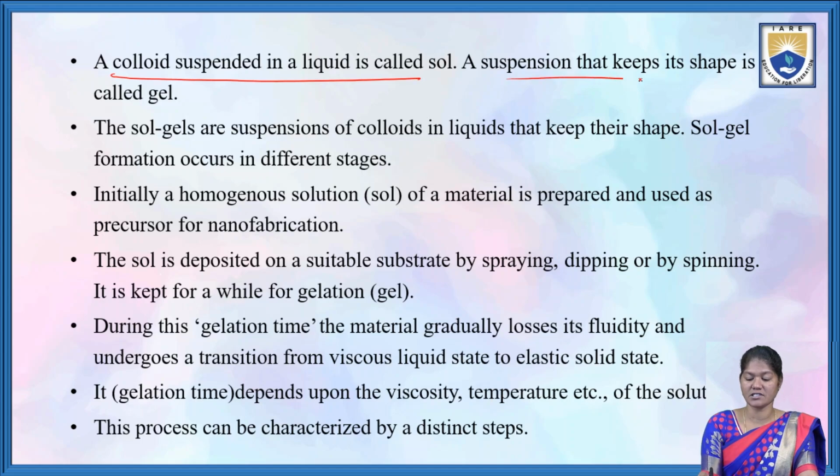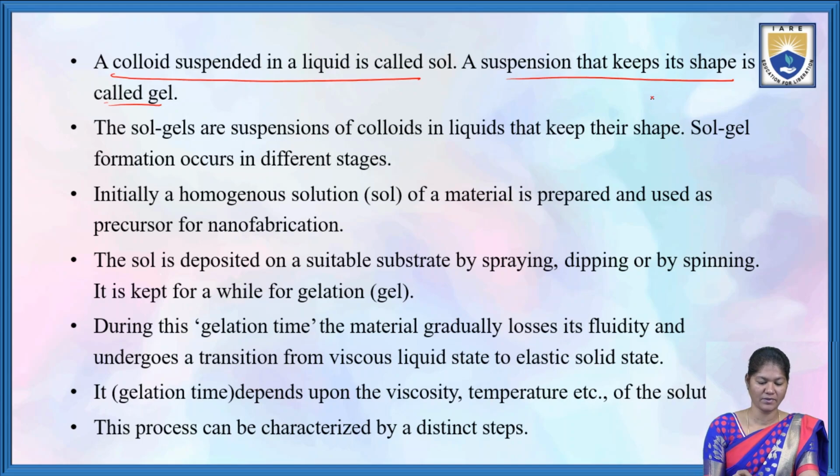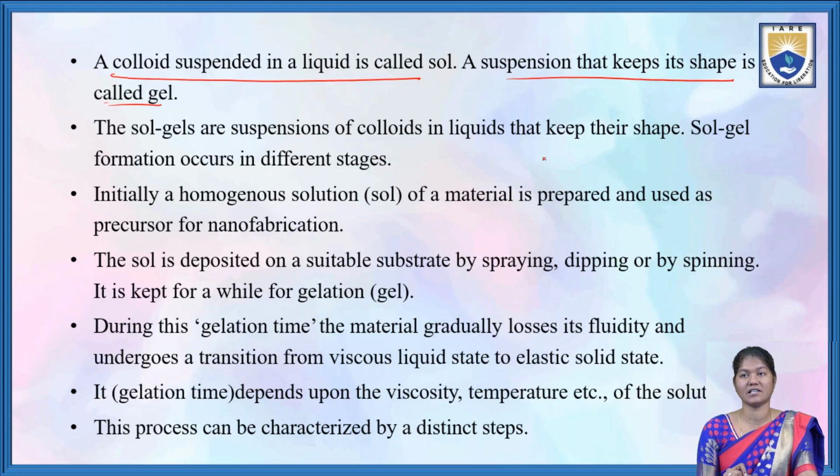A suspension that keeps its shape is called a gel, because of evaporation of fluidity in the solution, it becomes viscous in nature. So the liquid has a viscous nature and some elasticity. That type of liquid is a gel, and it has some structure. So a suspension that keeps its shape is called a gel. Sol-gels are suspensions of colloids in liquids that keep their shape.